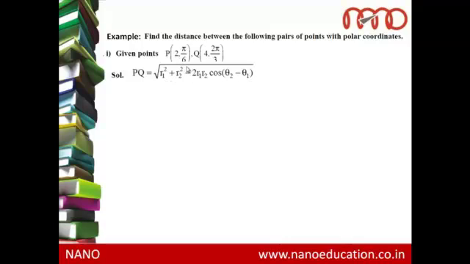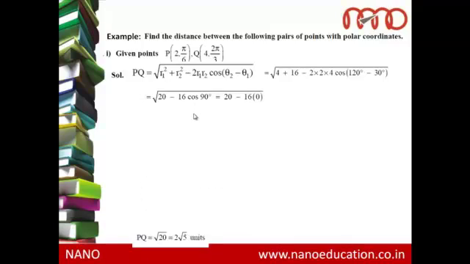So r1 is known to us, 2, r2 is known to us, 4, theta 1 is pi by 6, theta 2 is 2 pi by 3. Substituting all the numbers and simplifying, we get PQ as 2 root 5.